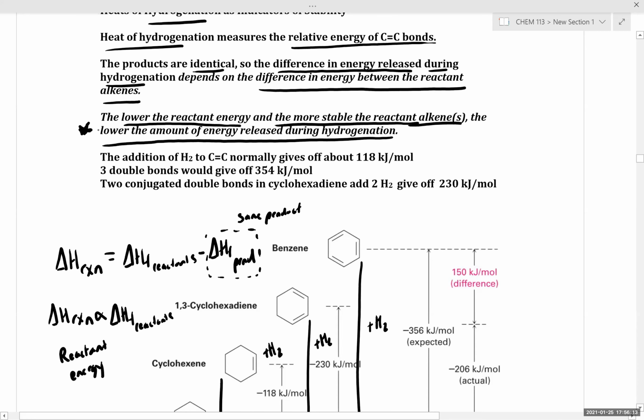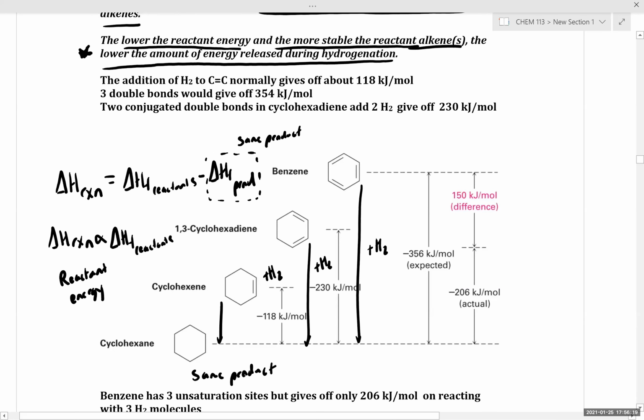Okay, so we have a relationship between heat of hydrogenation and reactant energy. Now, if we look at the addition of hydrogen to a carbon-carbon double bond, it gives out about 118 kilojoules per mole, right? So if this process was strictly additive, then 3 double bonds would give 354 kilojoules per mole of energy released during hydrogenation, because 118 times 3 is 354 kilojoules. 3 double bonds.